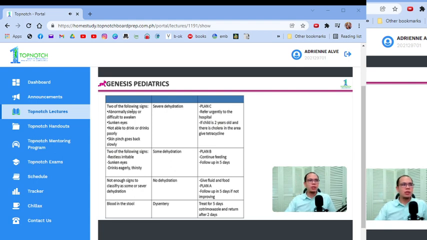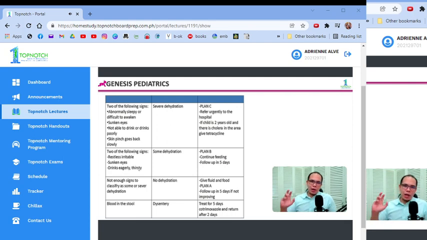Severe dehydration: the patient is abnormally sleepy, difficult to awaken. So lethargic. Earlier it was confusing, no? Lethargic but irritable to touch. Weird, no? Okay? Then for thirst, does not drink. Ayaw uminom kasi sobrang pagod na niya, sobrang lethargic na niya. Versus some dehydration, it's more of irritable and very thirsty. So this is where our patient fits in. Irritable to touch and thirsty.